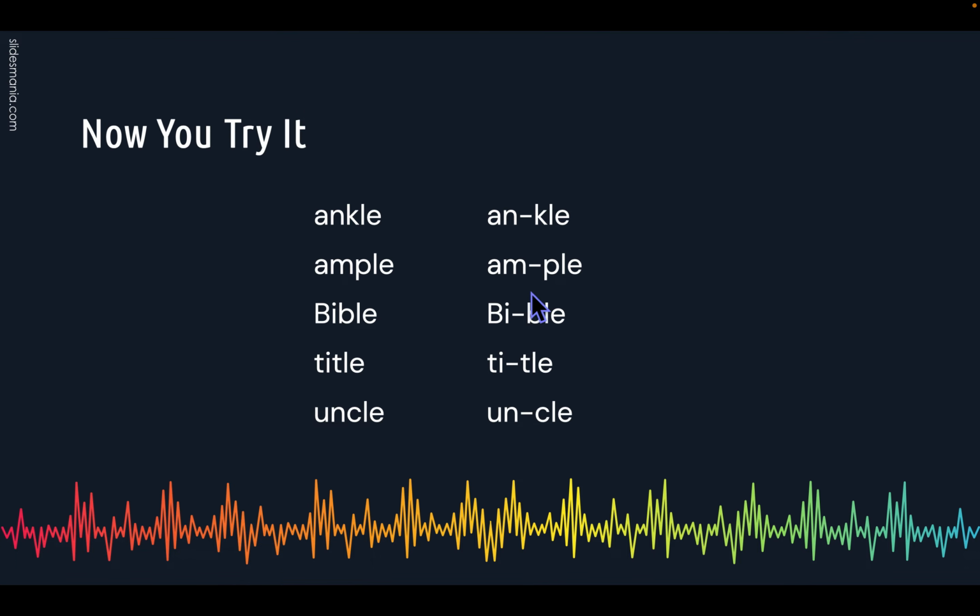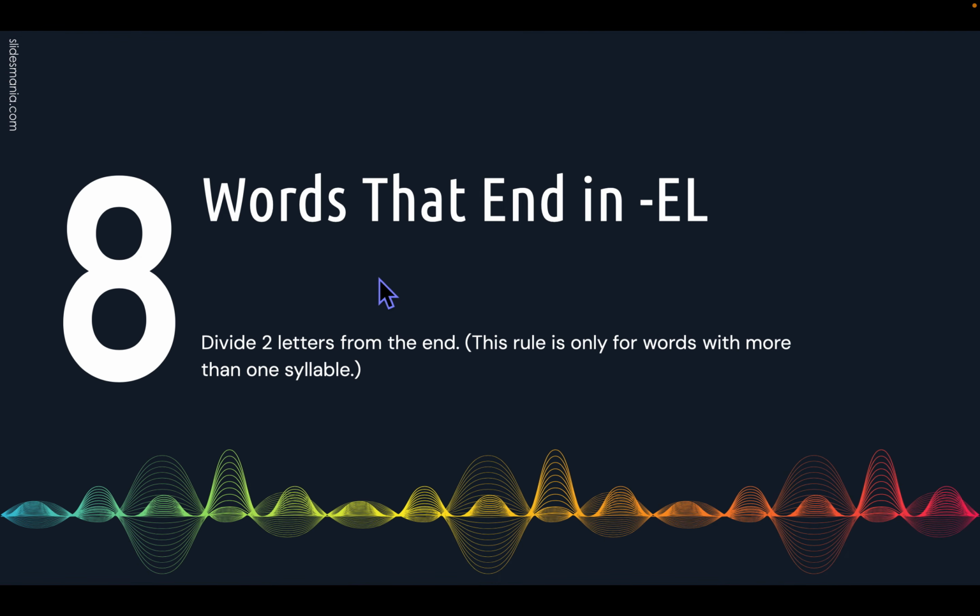Remember to divide 3 letters from the end. Ankle, ample, Bible, title, uncle. Now, if a word has multiple syllables and it ends in EL, we want to divide 2 letters from the end.